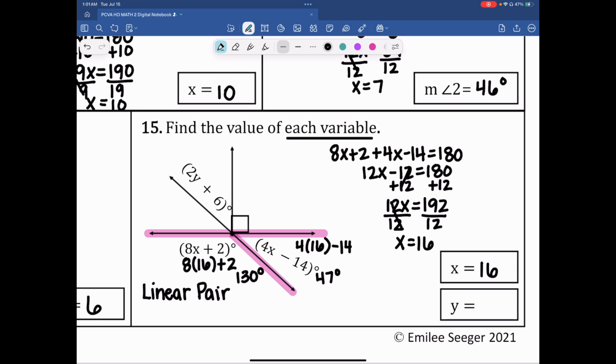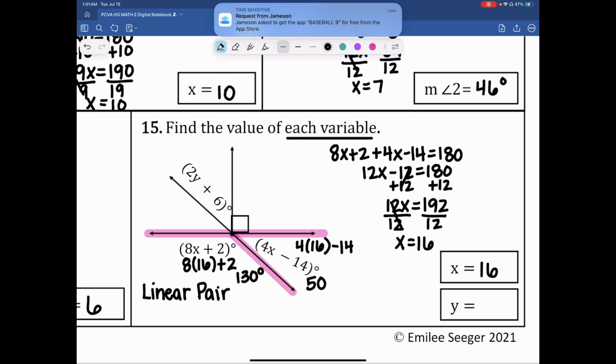All right, so hold on. Something is not right because they should equal 180. Did I calculate that wrong? Yes, I did. I did minus 17 instead of minus 14. So this should be 50 degrees, which now makes more sense because 130 plus 50.